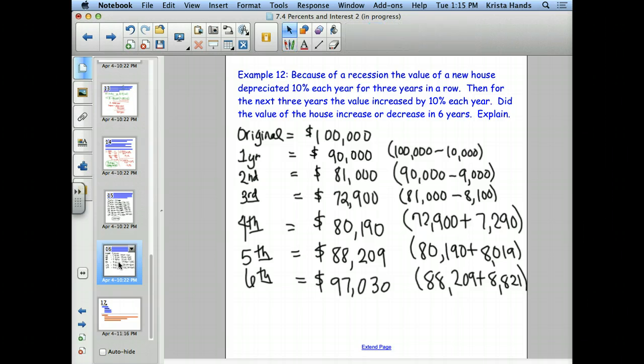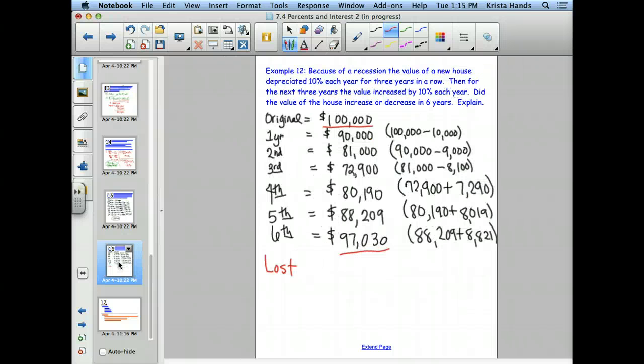Did the house gain or lose value? It lost. Now, we want to be careful. I don't want to say it lost $3,000 because I made up the number of $100,000 for the cost of the house tonight. It wouldn't be good to say that it lost $3,000. But it lost $3,000 roughly out of the original $100,000, which is about 3%. And we could figure that out again using the same percentage formulas that we've done before.